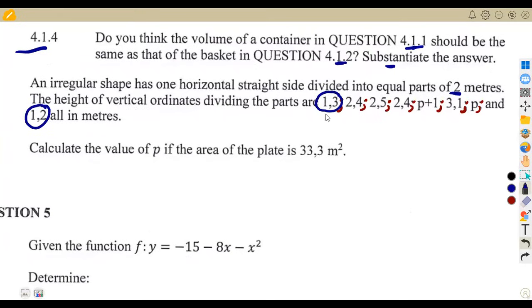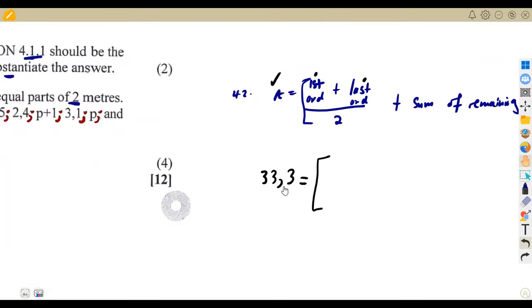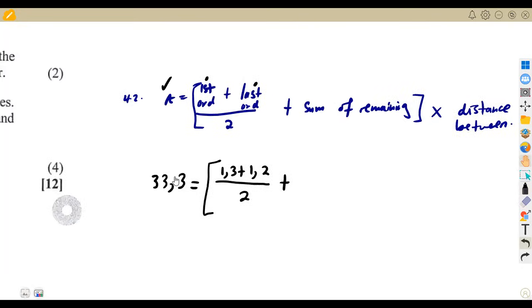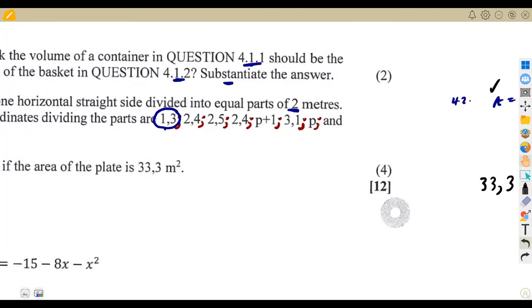So you're supposed to add 1,3 and 1,2. This is the first and last ordinate, 1,3 and 1,2. So you're going to add them, 1,3 plus 1,2, everything over 2, plus those ones that are remaining. So the remaining ones now are these ones that we are going to have.